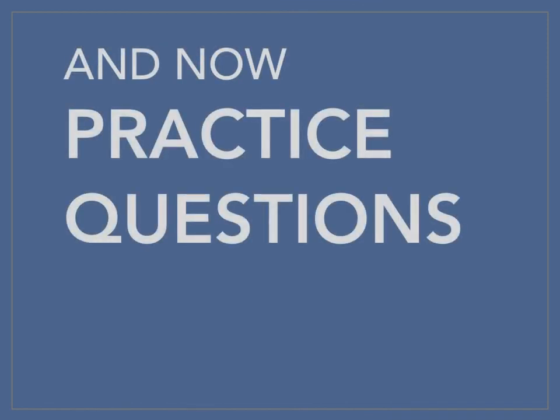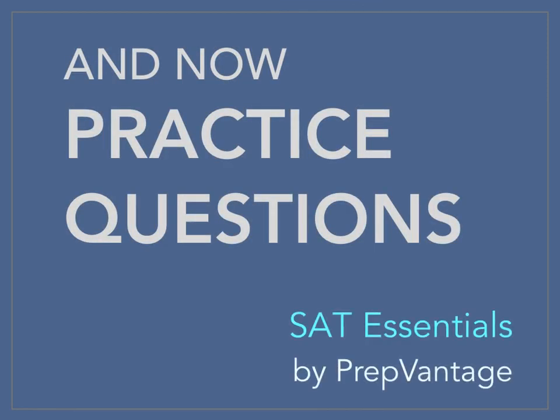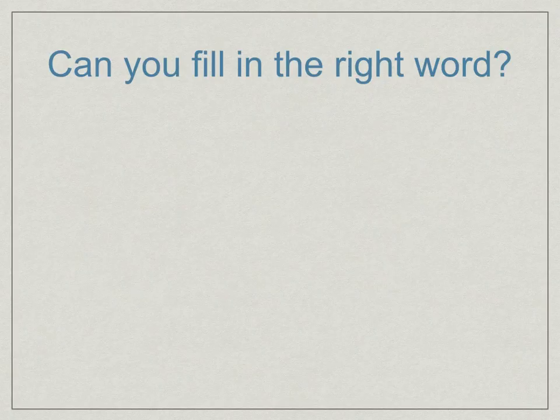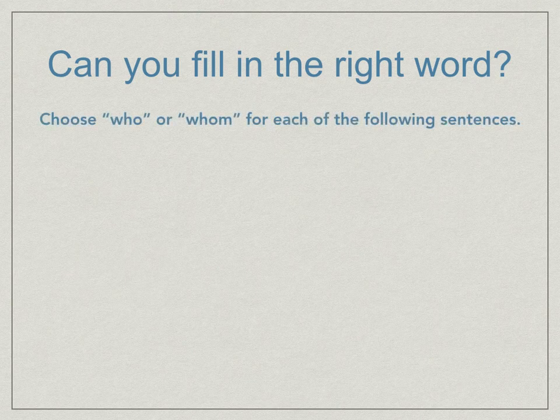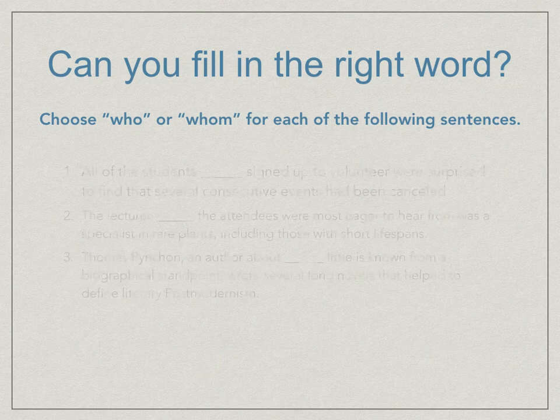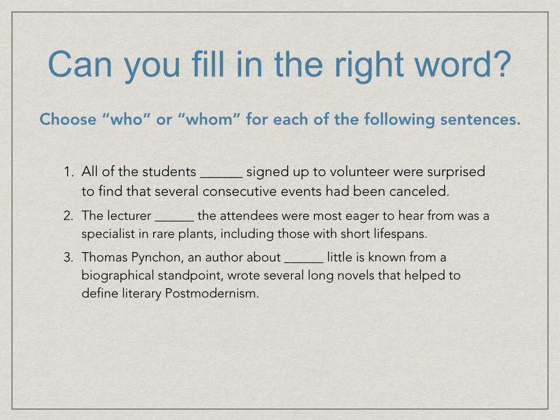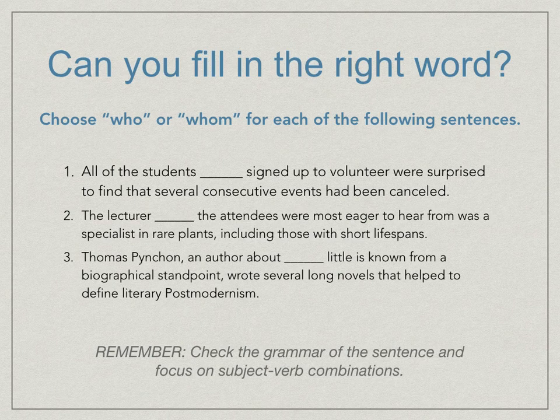And now, practice questions. So, take a minute, look at the next 3 sentences, and figure out, can you fill in the right word, either who or whom, for each of the sentences that we're looking at? So here are the 3. Take a little time with them. Remember that you are going to be checking for grammar and seeing what does or does not fit a subject-verb combination, or has some other context clue, like a preposition. And then we'll take a look at the correct answers. Take about a minute or 2 with these, as usual, and then we'll talk.